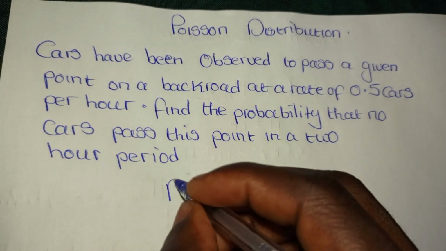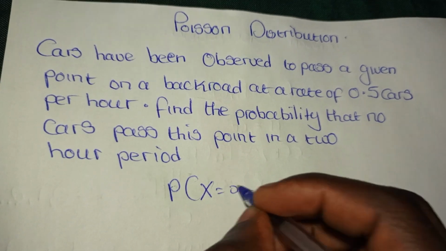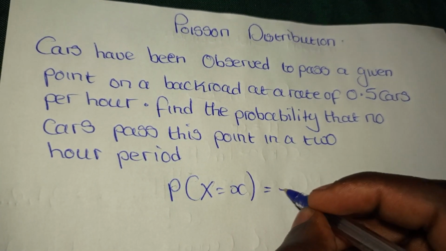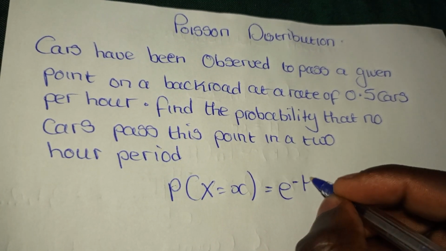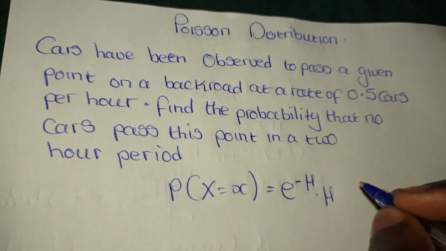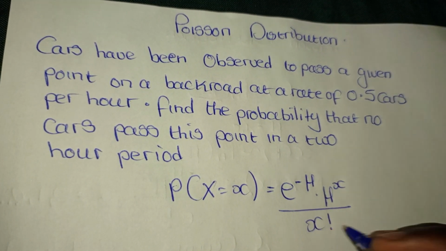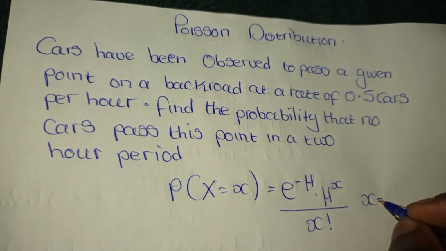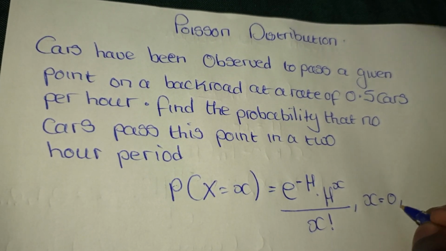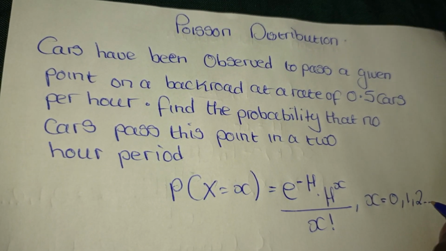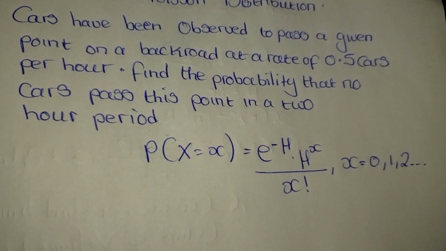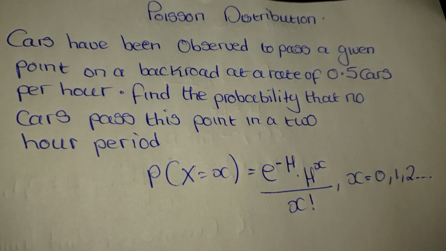So we'll say that the probability of X equal to x is equal to the exponent of negative mu multiplied by mu to the power x, over x factorial, where x can be any number such as 0, 1, 2, or any number you can mention, depending on the scenario we have been given.